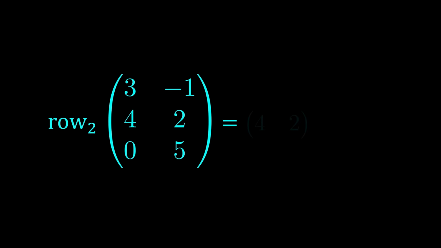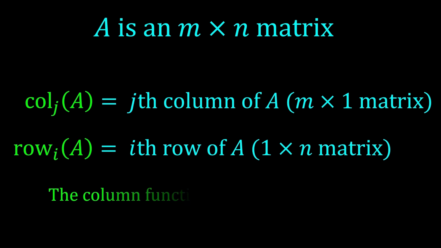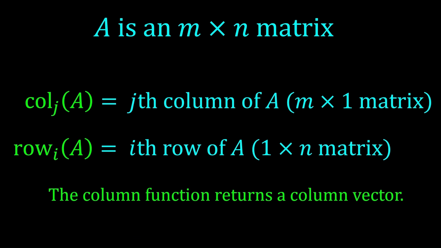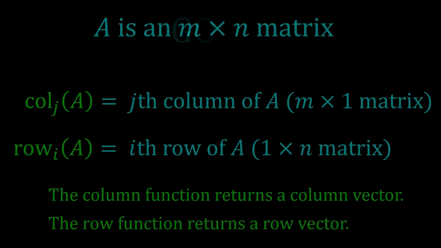For example, the second row of this matrix is the 1 by 2 matrix, which is 4, 2. It's not going to be the column vector 4, 2. So that's how we're going to define it, and that just makes some formulas nicer. So this way, the column function returns a column vector. That's basically what you call a normal vector. And the row function returns a row vector, which is a 1 by something matrix.